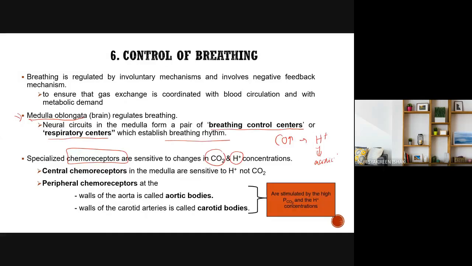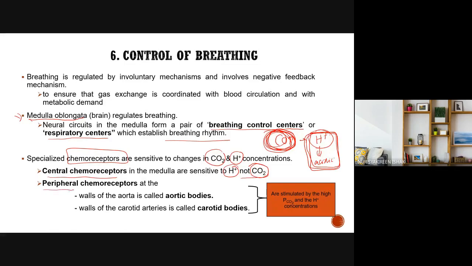Okay. So the central chemoreceptors in the medulla oblongata are sensitive to hydrogen ion but not carbon dioxide. So ini condition yang mana blood awak jadi acidic ni disebabkan oleh your cell producing more carbon dioxide. So central chemoreceptor ni does not detect carbon dioxide, it detects hydrogen ion. Okay, it detects the acidity in your blood.